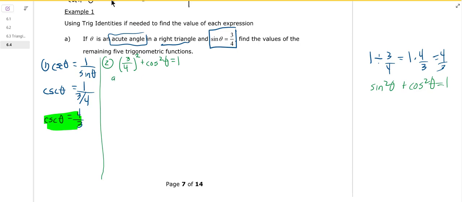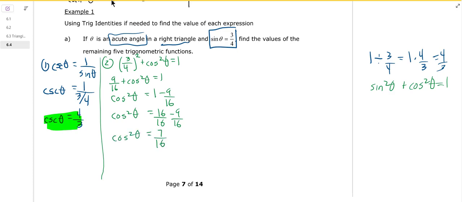So this would be 9 over 16 plus cosine squared theta is equal to 1. I can subtract the 9/16 to get cosine squared theta equals 1 minus 9 over 16. I can get a common denominator to put the fraction together. So I'll write this as 16 over 16 minus 9 over 16. And that will give cosine squared theta is equal to 7 over 16.